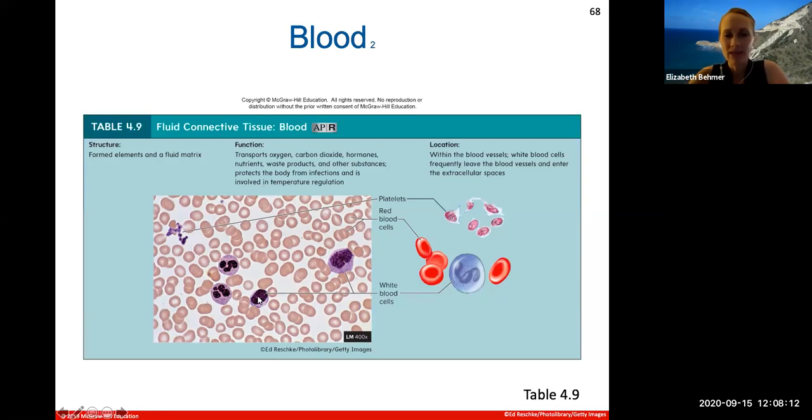Then all your white blood cells look a little bit more purplish in color from the stain on the microscope slide, and they'll usually have nuclei or granules in them. And the smallest little dots are the platelets, and platelets help with blood clotting. So if you get cut, the platelets will go to that area of the cut to help stop blood from bleeding out of your body.